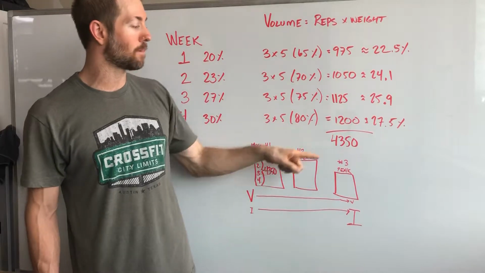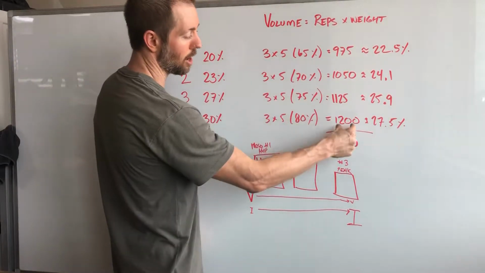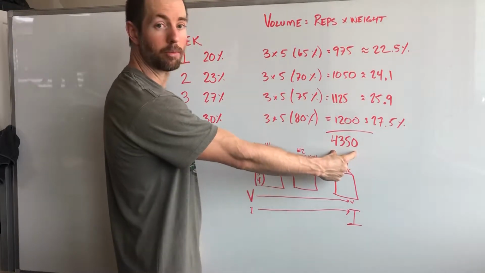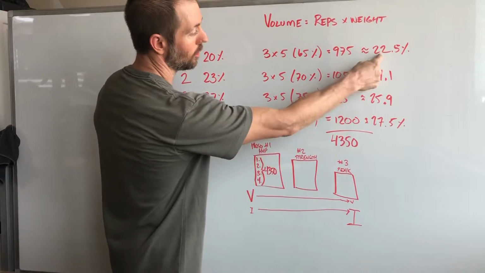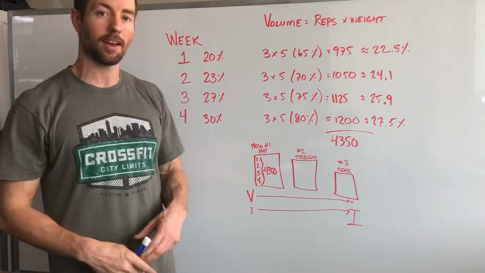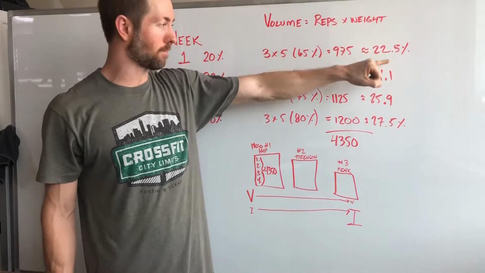3 sets of 5 at 80%, we've got 1200. So if we look at these, if we add up the total volume for the month, we've got 4350. With that, we can look at what percentages we hit in each of these weeks. So week 1 would be 22.5%.